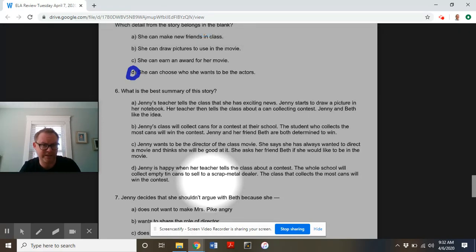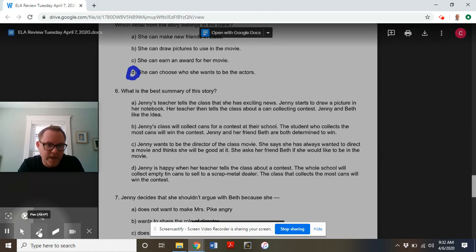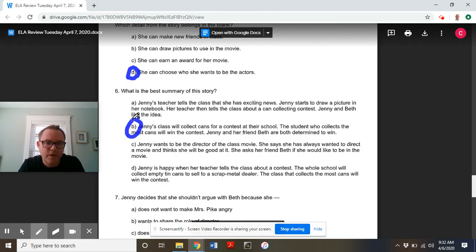Which one do you think it is? B. Yes, absolutely right. It talks about the can collecting contest for the school and that Jenny and Beth are both interested. And the student that collects the most cans wins the contest. And this part right here actually is the most important part. They're both determined to win. They're both going to really, really work hard at this.